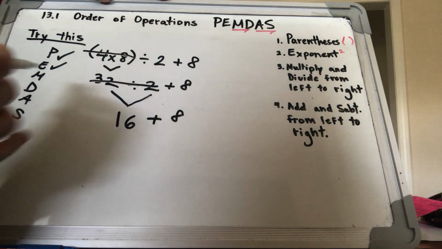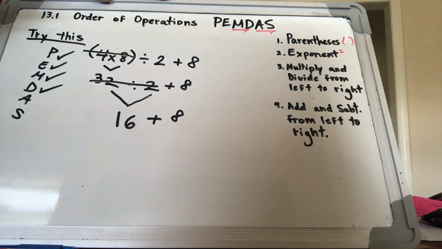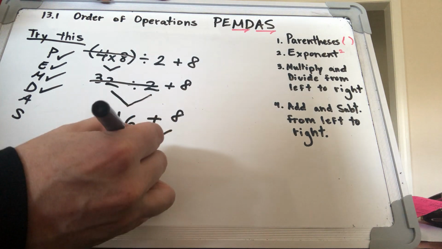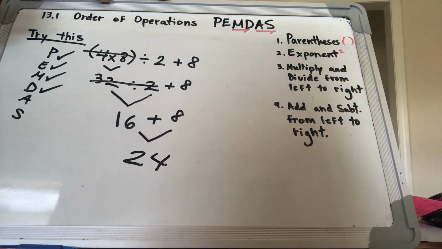All right, the only thing left is to add and subtract. Well, there's no subtraction, so I'm just going to add. 16 plus 8 is 24. And I just use the order of operations to solve.